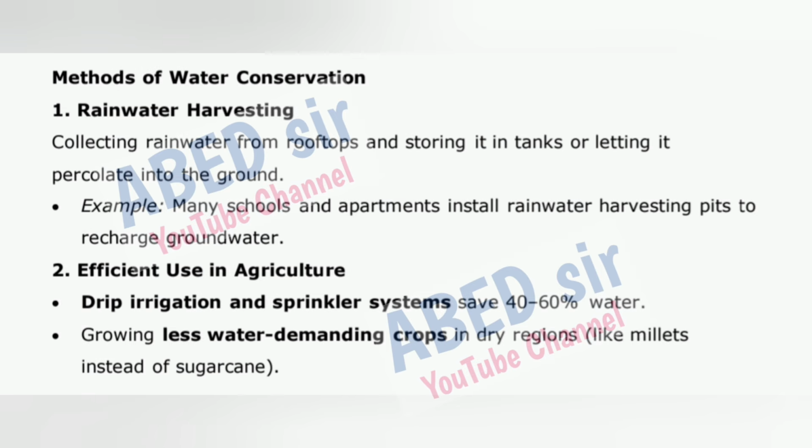Methods of water conservation. 1. Rainwater harvesting. Collecting rainwater from rooftops and storing it in tanks or letting it percolate into the ground. Example, many schools and apartments install rainwater harvesting pits to recharge groundwater. 2. Efficient use in agriculture. Drip irrigation and sprinkler systems save 40-60% water. Growing less water-demanding crops in dry regions, like millets instead of sugarcane.